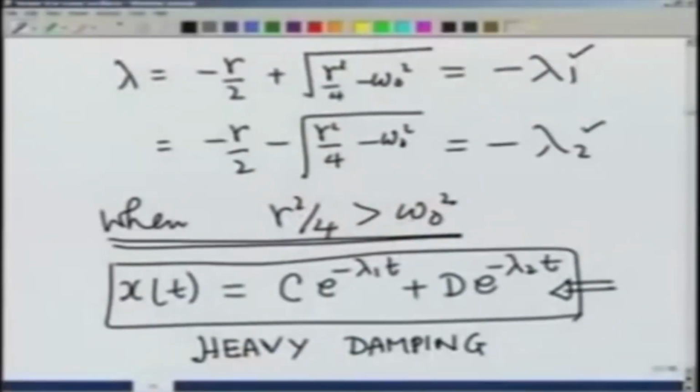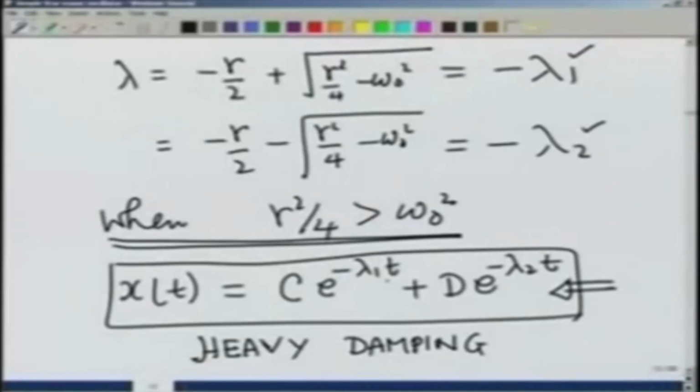Later we will see when gamma square over 4 is equal to omega 0 square, both lambda 1 and lambda 2 become equal. In that case there seems to be only one solution. We will obtain the other solution by taking the limit lambda 1 going to lambda 2, and that is known as critical damping. We will discuss that also. And finally, when gamma square over 4 is less than omega 0 square, that is known as the light damping case. In that case, we will obtain an oscillatory solution. So, right now let us focus on the heavy damping case.